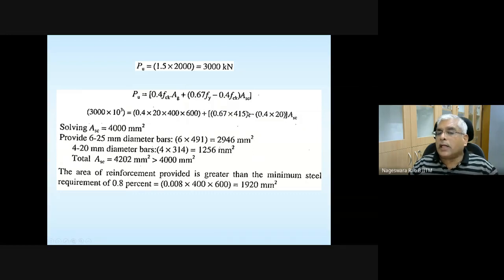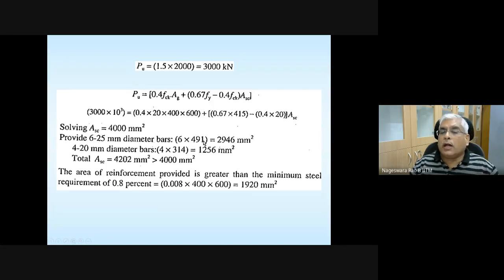Okay, everything is straightforward here. Everything is known in this equation except the area of compression steel. So you can back calculate what that is, decide on the diameter of the bar, and then count the number of bars. Okay, provide 6 25 mm diameter bars.